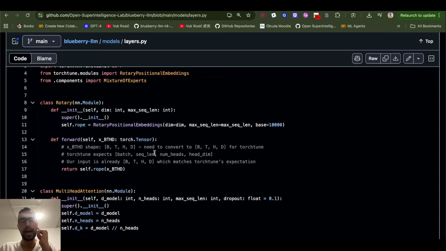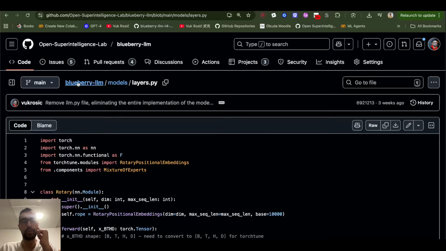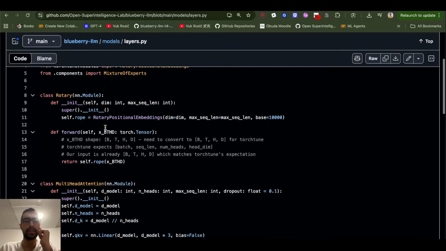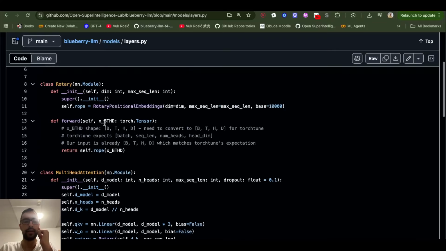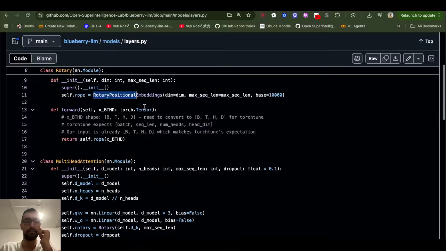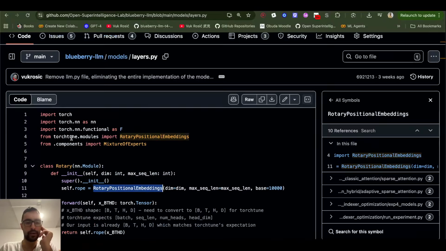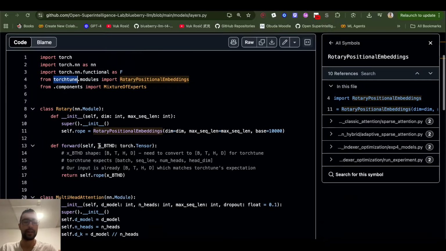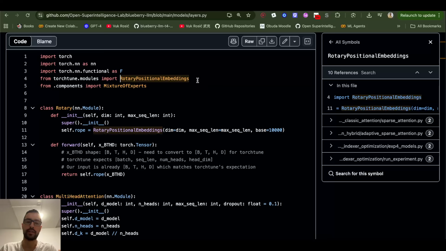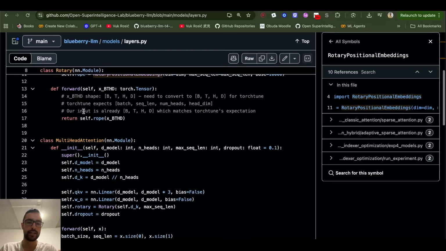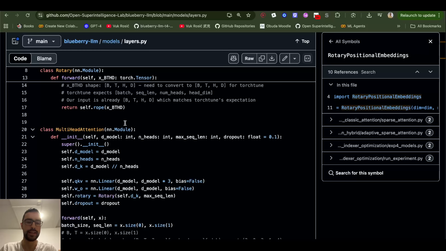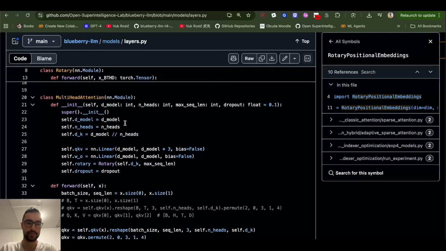I want to quickly compare my LLM, Blueberry LLM, to Andrej Karpathy's. I'm sure that his is faster. It's also, but it's a bit different. Here, I'm using rotary positional embeddings from Torch Tune, not Torch AO, Torch Tune. I guess this is faster because these people made kernels, but Andrej Karpathy is making it so it's easier to learn, to understand the code.